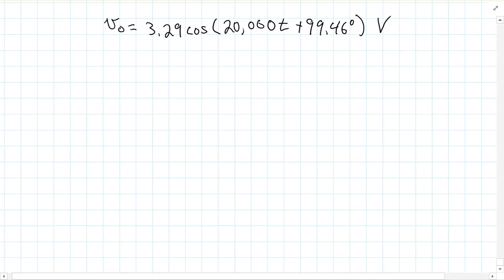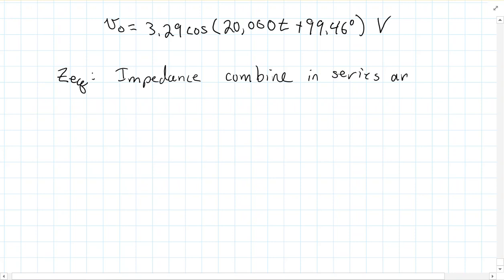Okay, so in this video we're going to look at finding Z equivalent for a circuit. And remember, as we mentioned in the previous lesson, impedances combine in series and parallel, just like resistors.